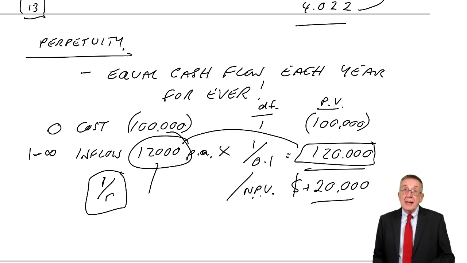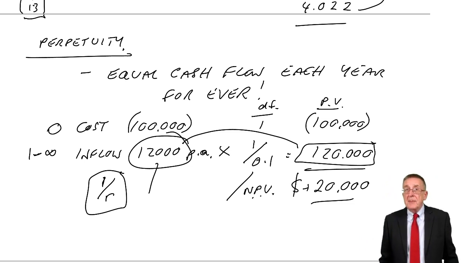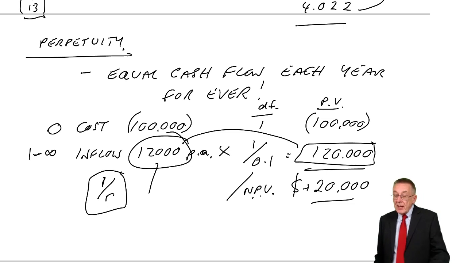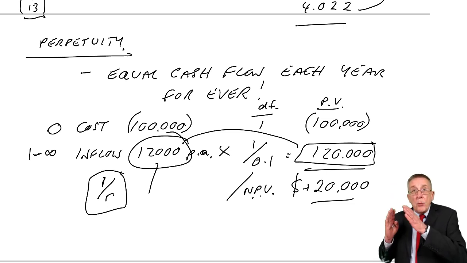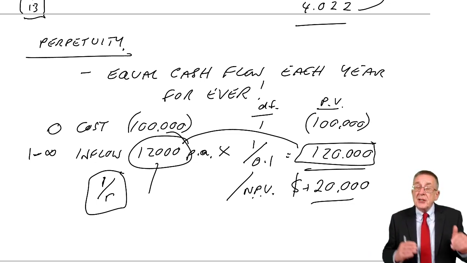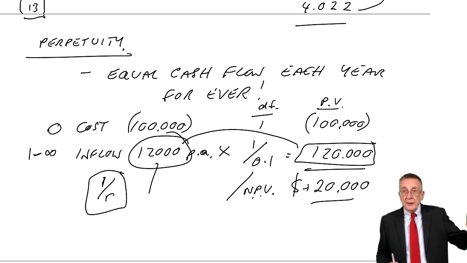Finally, for exactly the same problem as we had a minute ago with annuities, 1 over r is the discount factor, but only when it's 1 to infinity. It's the total factor for years 1 through to infinity.